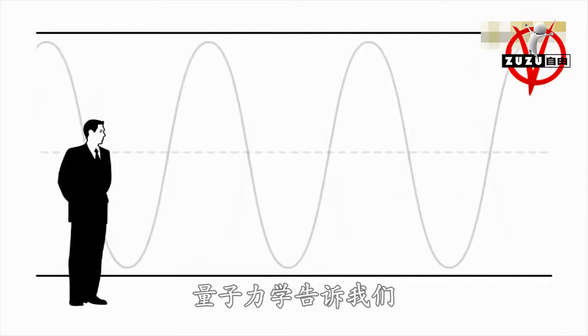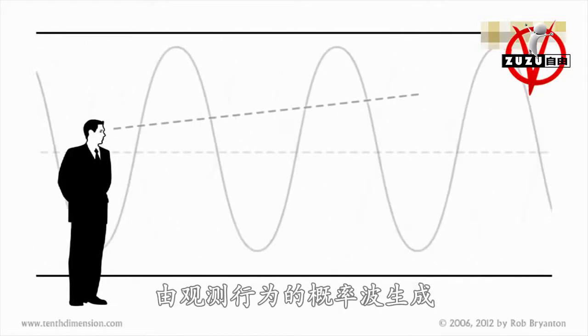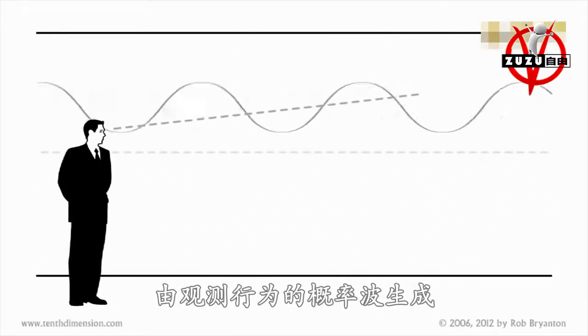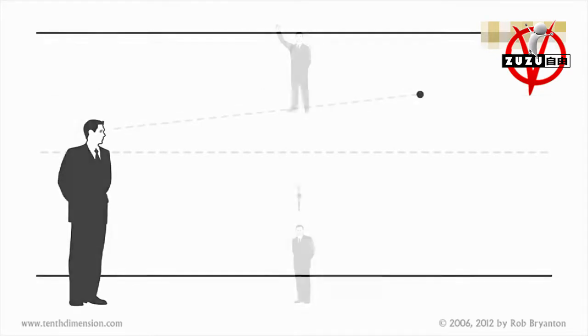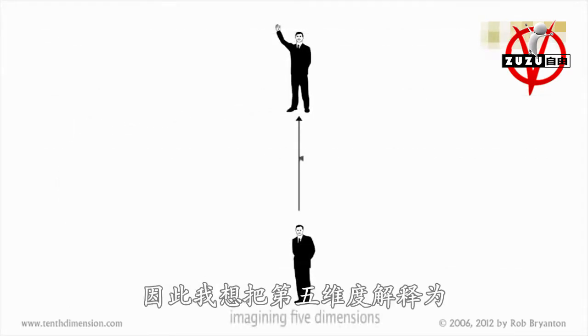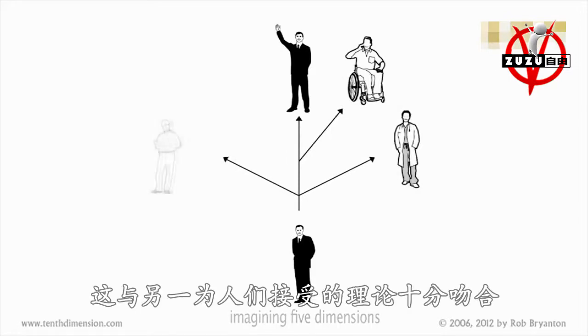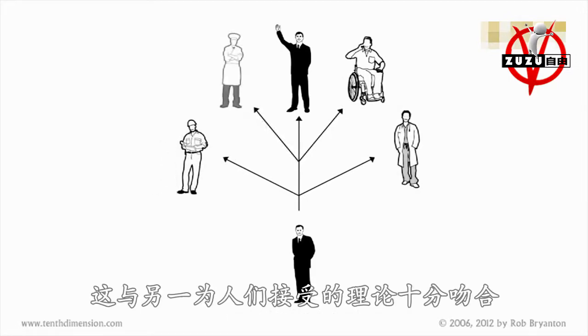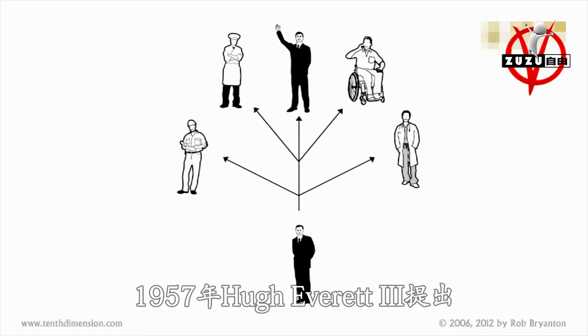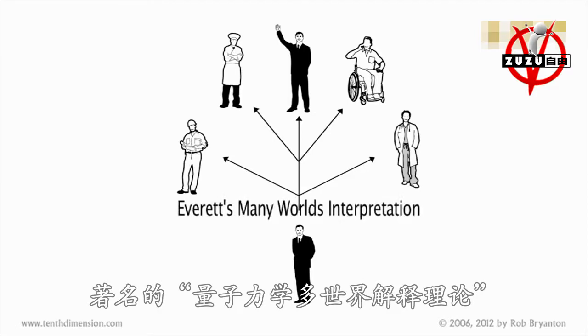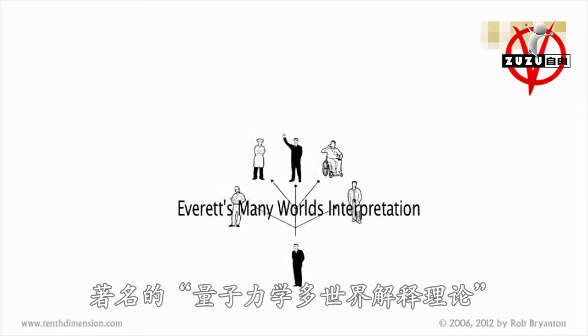Quantum mechanics tells us that the particles that make up our world are derived from waves of probability simply by the act of observation. It is for this reason that I like to refer to the fifth dimension as our probability space. And this relates very nicely to a theory which is now gaining acceptance. Advanced in 1957 by Hugh Everett III, his theory is commonly known as the many worlds interpretation of quantum mechanics.